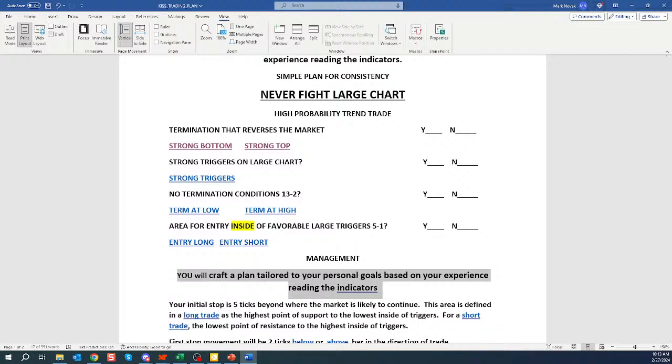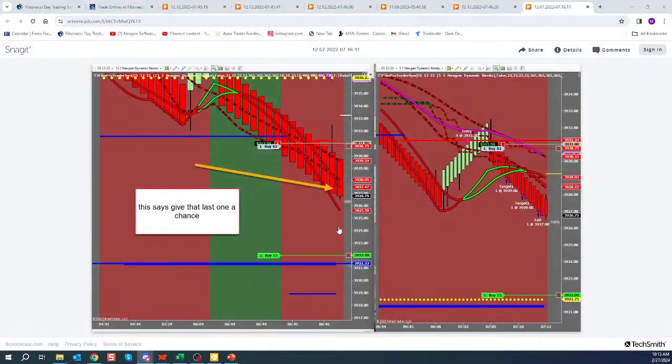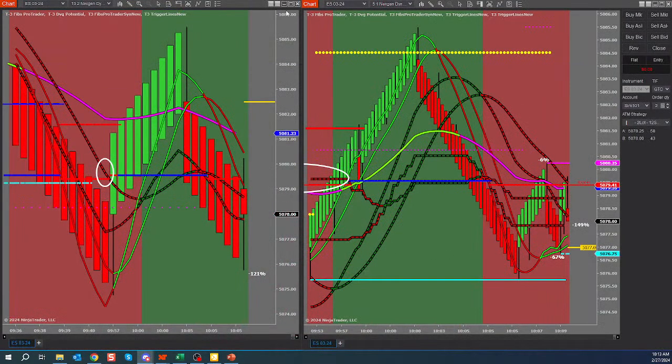So I'm going to give you guys the KISS plan. I'm going to drop it in the room for you. We're going to do a live market read real quick, and then we're going to start looking at the pictures that you guys presented. Are there any questions about a high probability trend trade? Are there any questions about momentum?